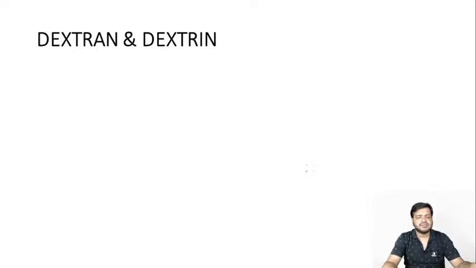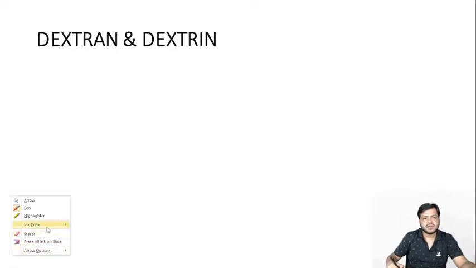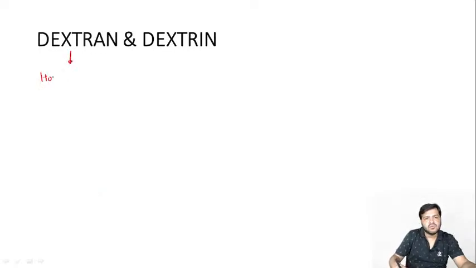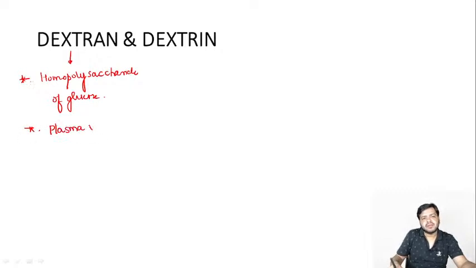Coming on to the next one, that is dextran and dextrin. Now these are two different compounds. Remember, dextran is basically a homopolysaccharide of glucose, and it is a plasma volume expander.